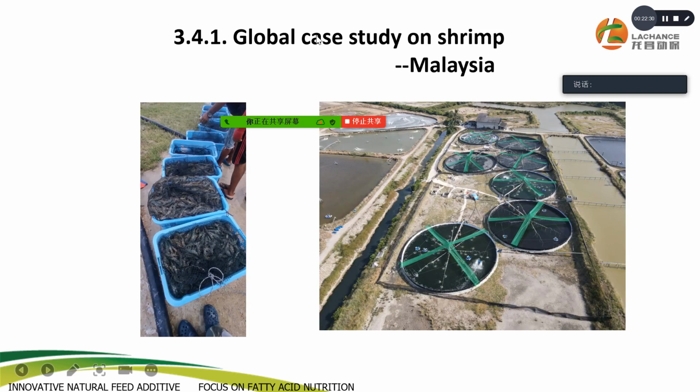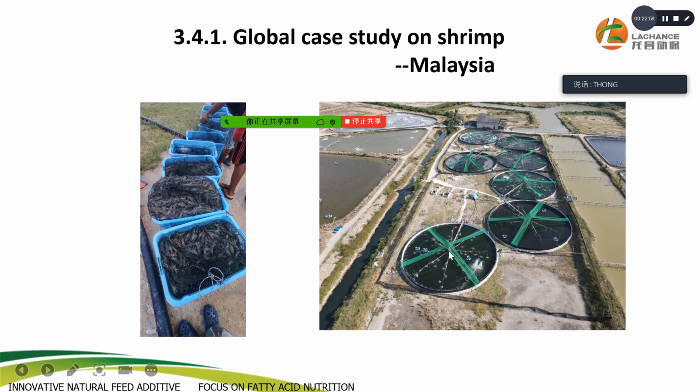And I also like to share some global cases, because now we export to 45 countries, from Europe, Latin America, South Asia, actually the whole of Asia. This is from Malaysia. This is our model farm. They use bile acid in the round tank, which is 500 square meters.